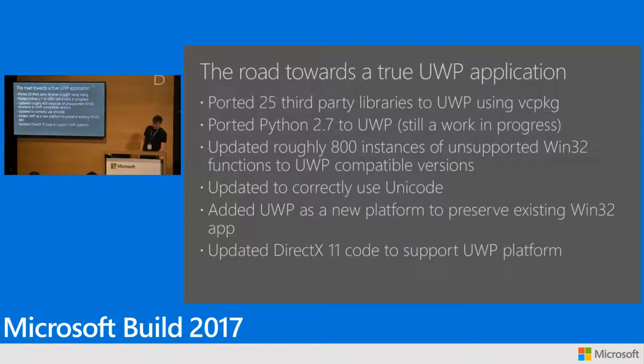So the next step is, of course, trying to go full UWP. So we might return to the Xbox and complete the circle. This work is ongoing, and we are getting a bit of help from Microsoft with this. So far, we have ported about 25 third-party libraries to run on UWP. We probably used 15 or 20 more, but those were already available through vcpkg, so we didn't have to do any work for those.